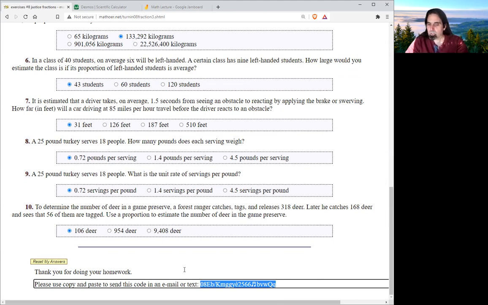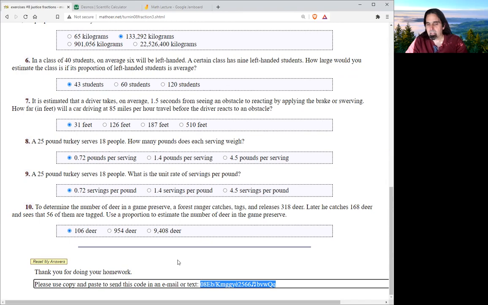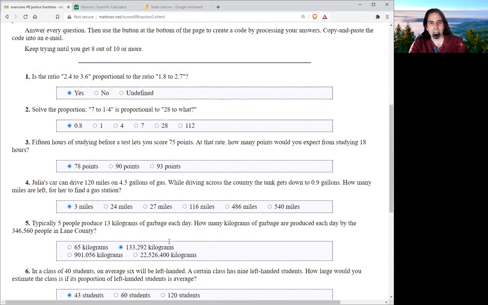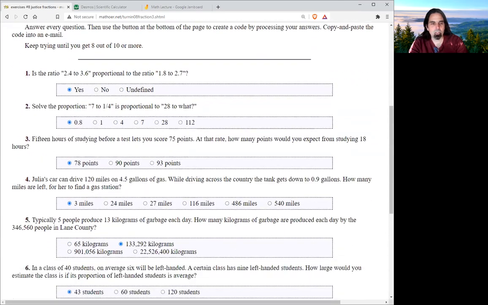If you want to know which ones you got wrong, I'm happy to tell you. And if you're just happy getting 8 out of 10, then that's great. You keep trying until you get 8 out of 10 or more. So it doesn't take me long to grade. That's why we do it this way, but you get to keep trying.